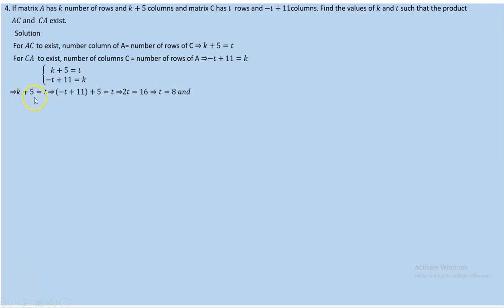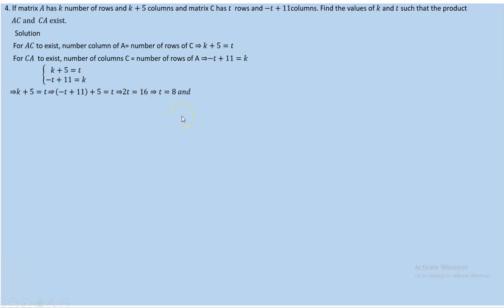It has been said that K plus 5 is T, so in place of K, one can put minus T plus 11, because minus T plus 11 is the same as K. So minus T plus 11 plus 5 is equal to T. And now look, everything is written in terms of T. So if everything is written in terms of T, you can move this minus T to the right, and 2T equals 16 comes.